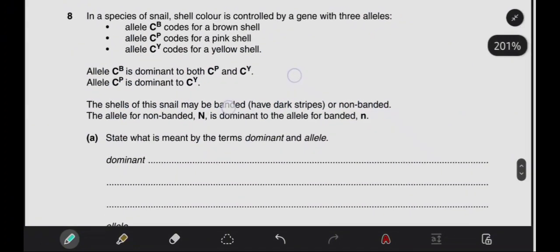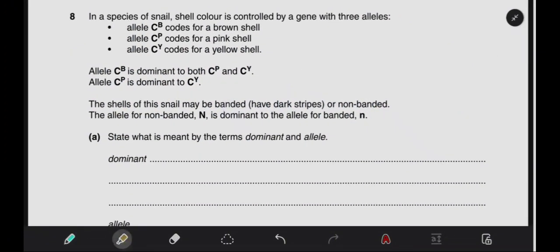Question number 8. In a species of snail, shell color is controlled by a gene with 3 alleles. Allele CB codes for a brown shell. Allele CP codes for a pink shell. And allele CY codes for a yellow shell. Allele CB is dominant to both CP and CY. Allele CP is dominant to CY. The shells of the snail may be banded, they have dark stripes, or non-banded. The allele for non-banded is dominant to the allele for banded. State what is meant by the terms dominant and allele.